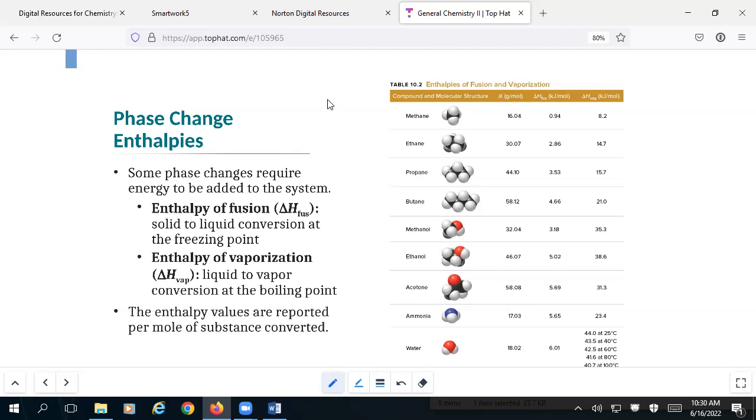And we can see, it might be hard to see well on this table here, the heat of fusion for water is 6.01 kilojoules per mole. So for every mole of ice, it's going to take about 6 kilojoules of energy to convert that mole into liquid water. For vaporization, what we're talking about there is the conversion of liquid to vapor at the boiling point.